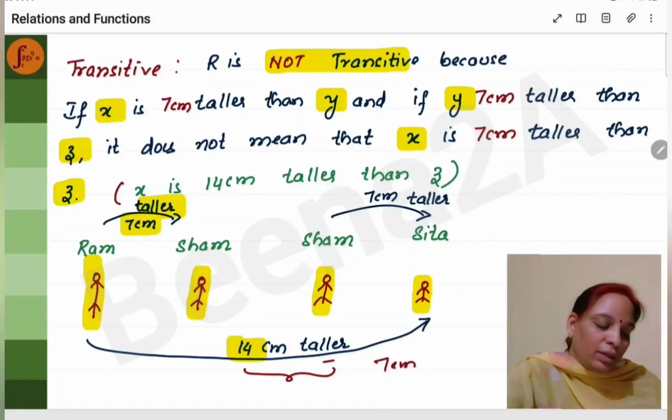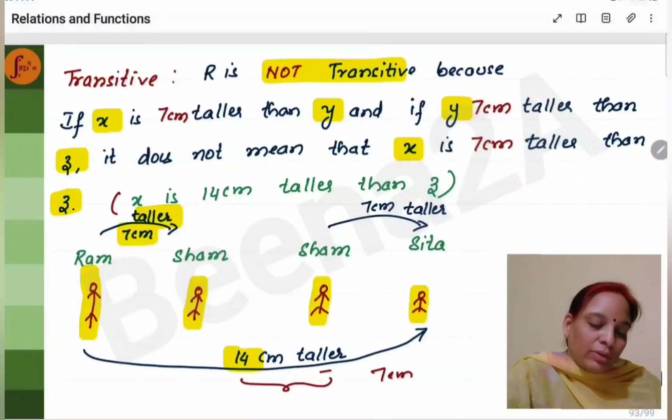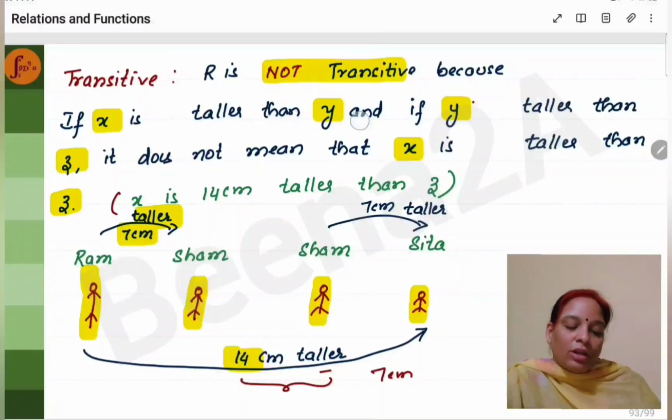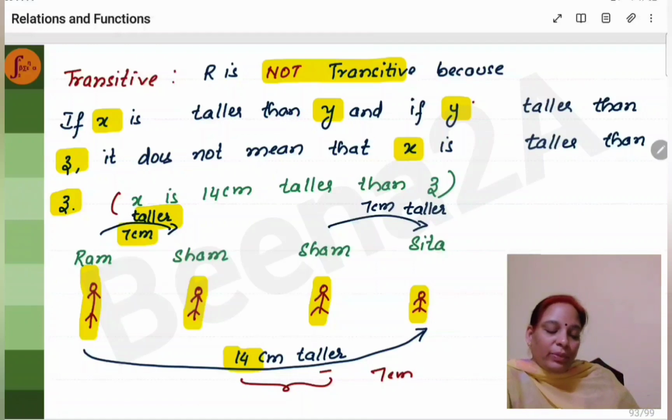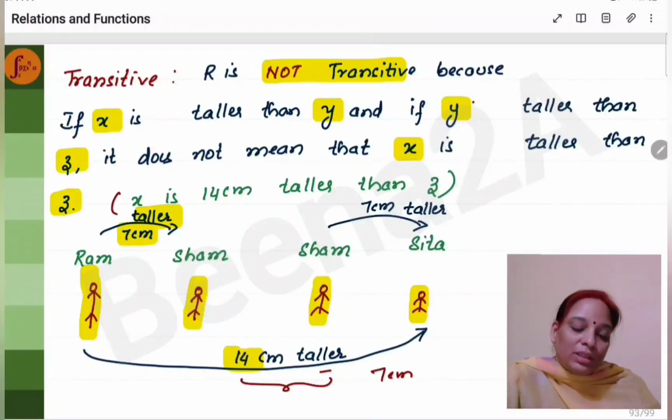If 7 centimeter was not there, if it was simply taller, right? Assume in the question 7 centimeter was not there, then the answer would be completely different. If x is taller than y and y is taller than z, that means x is taller than z, right? If Ram is taller than Sham and Sham is taller than Sita, it means Ram is taller than Sita. So in this case, it becomes transitive.